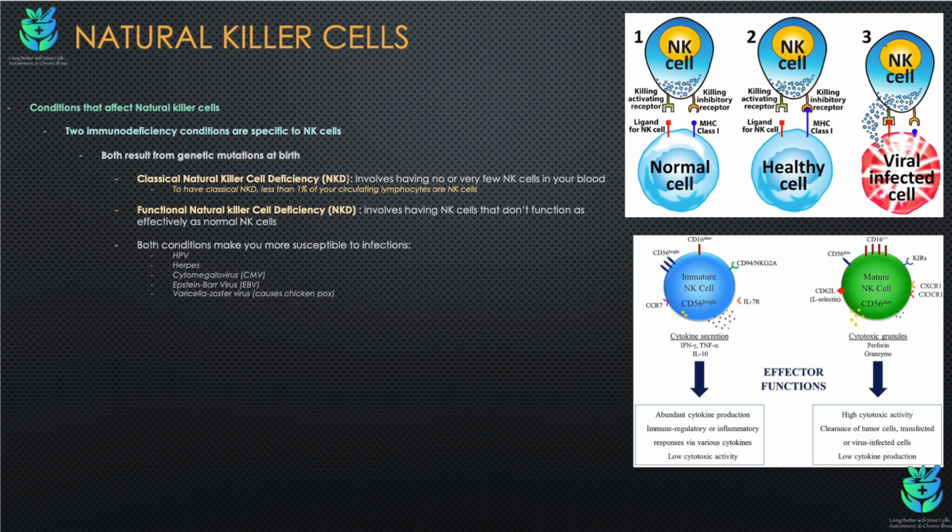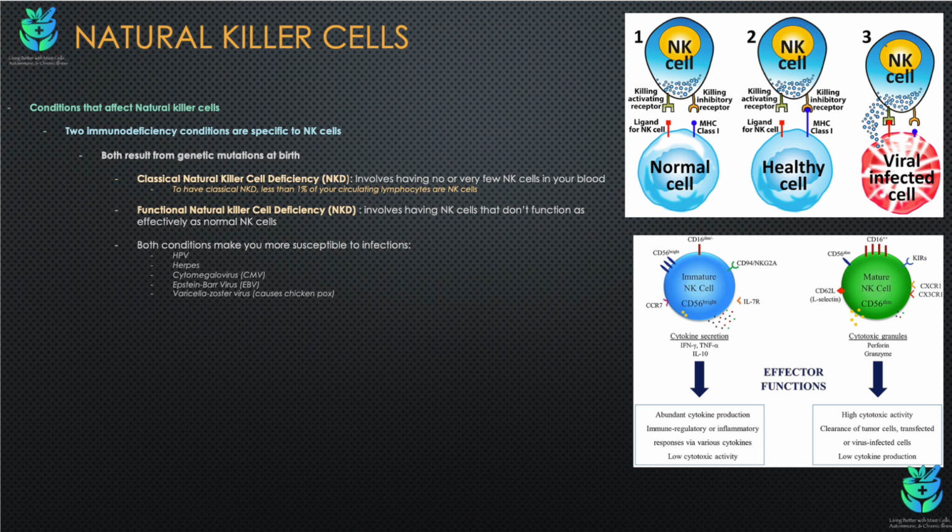So there are 2 conditions that affect natural killer cells. The 2 immunodeficiency conditions are specific to natural killer cells, and both result from genetic mutations at birth. So this is something that will get caught early in your life. There's the classical natural killer cell deficiency, and this involves having no or very few natural killer cells in your blood. And to have classical NKD, less than 1% of your circulating lymphocytes are natural killer cells.